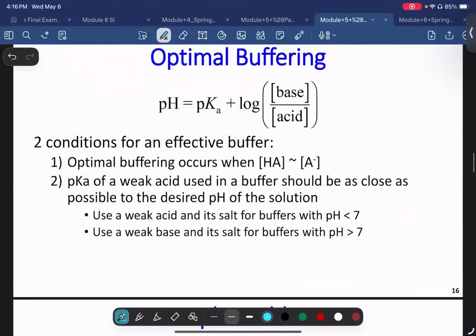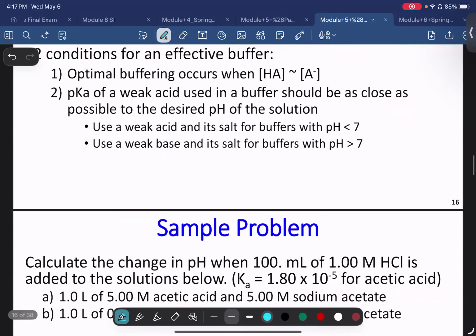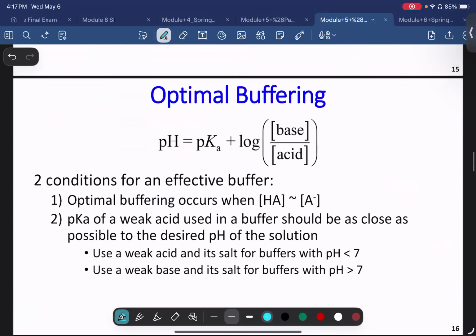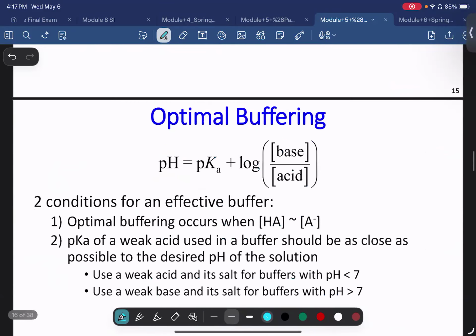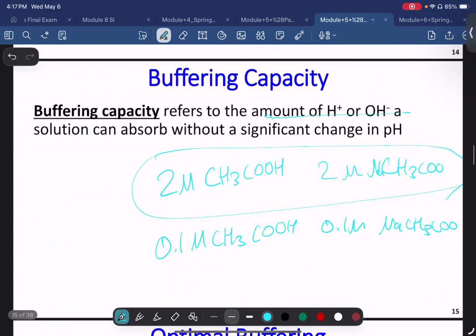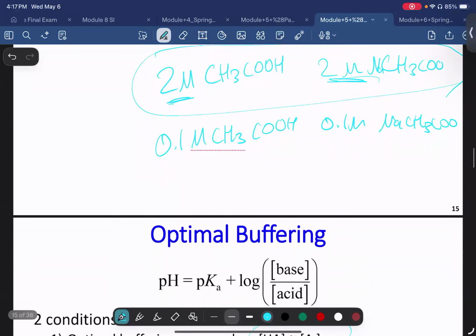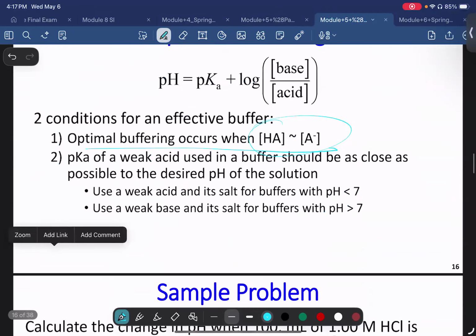Okie dokie. So this is also another thing that's talking about this. Optimal buffering occurs when both of these equal one another. So when they say the best effective buffer, you're gonna want concentrations that equal one another and are the greatest. He's not gonna give you a weird example or anything. It's gonna be pretty self-explanatory.